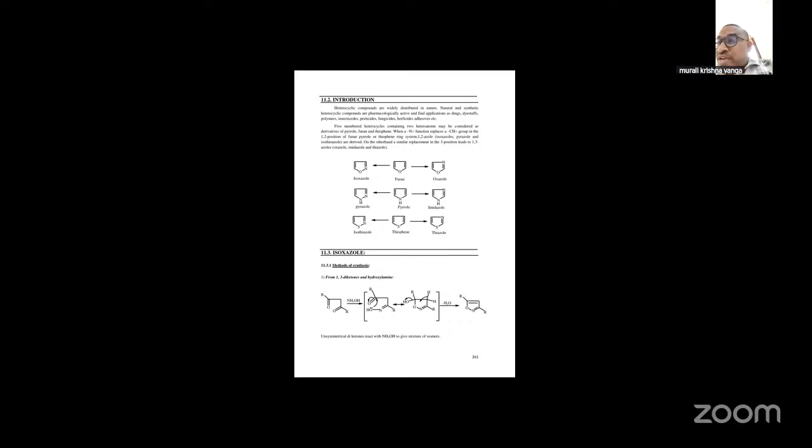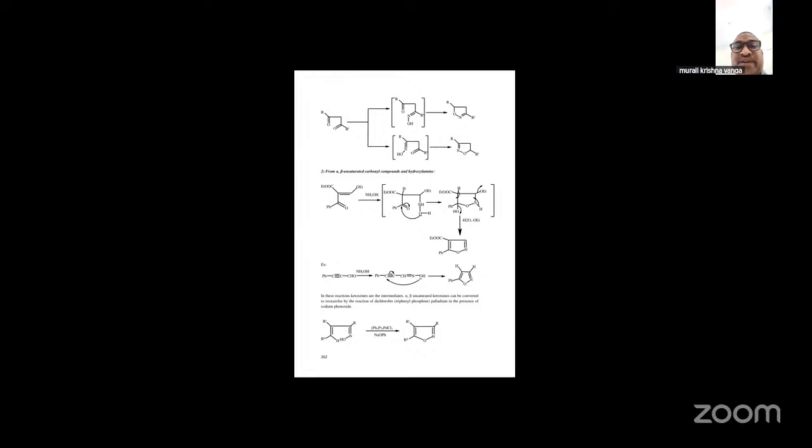From 1,3 diketones and hydroxylamine. When 1,3 dicarbonyl compounds react with hydroxylamine, the NH2 of hydroxylamine condenses with one of the carbonyls, forming an oxime. The OH of the oxime adds to the other carbonyl, and finally elimination of a water molecule forms the isoxazole product.